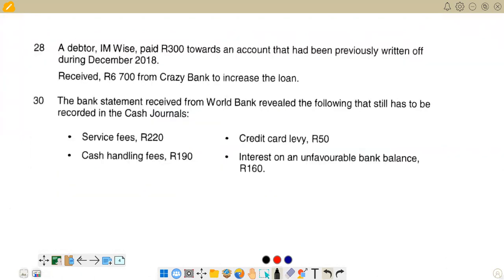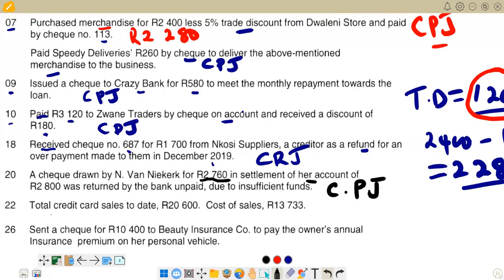Right, if you come here, you see that the next transaction that we have now is on 22, total credit card sales to date 20,600, which consists of a cost of sales figure of 13,733 out of this credit card sales of 20,600. So this is very simple. On the analysis of receipts, we're going to put 20,600, and then on the bank column, we're going to put 20,600 again, and then we've got the sales column also. We are going to put 20,600 again.